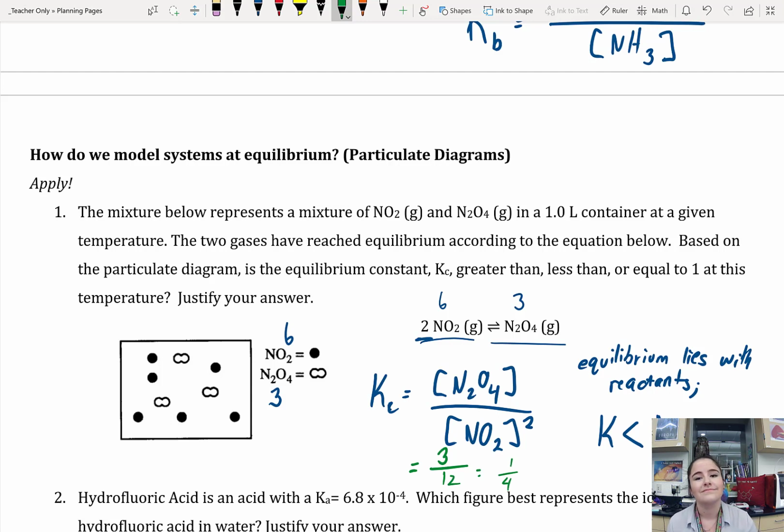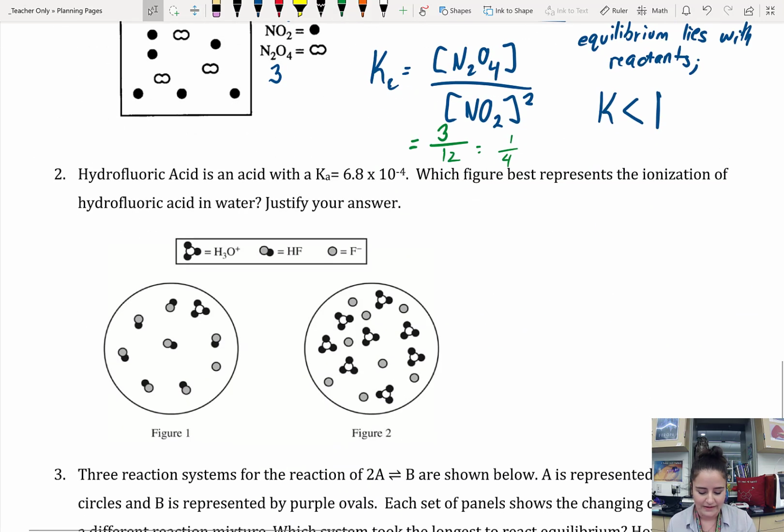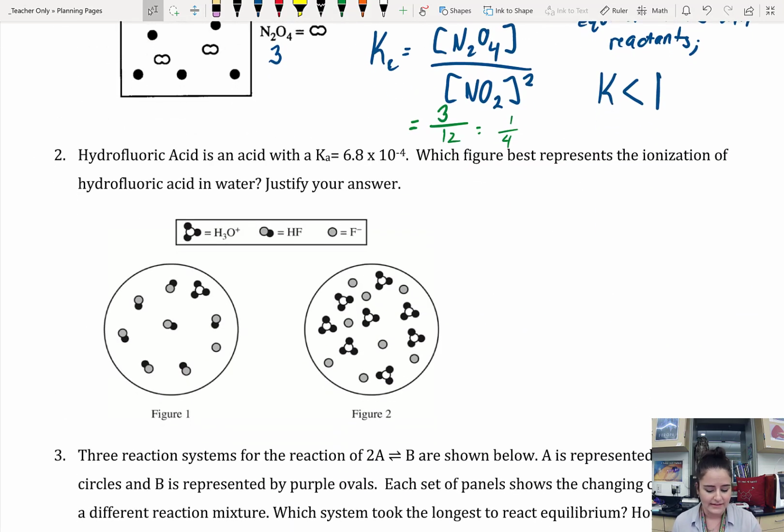Okay, cool. Let's go down to this one. Hydrofluoric acid is an acid with a Ka of 6.8 times 10 to the negative 4. Note, K is less than 1, so that means it favors the reactant. Which of the following best represents the ionization of hydrofluoric acid in water?